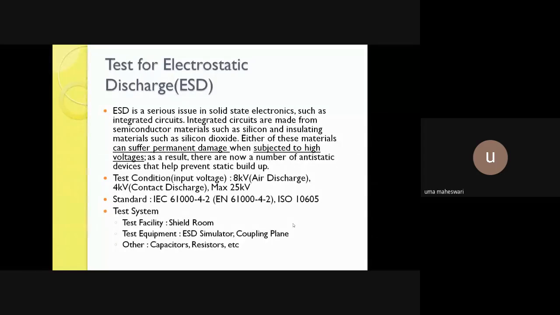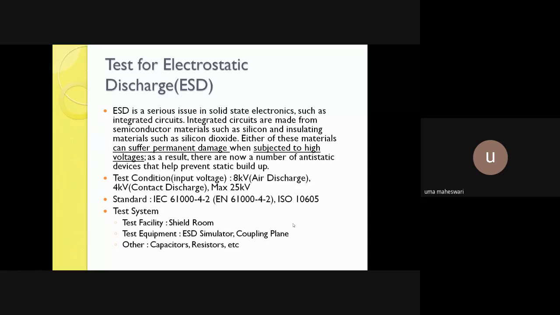Test facilities are a shielded room. Some of the industries might not have this much facility as the test labs. For that case, some small GTEM chambers are available. That will help the industry to test and get the same results. But the test labs are preferred for the perfect results.